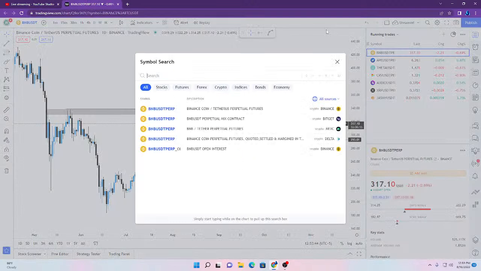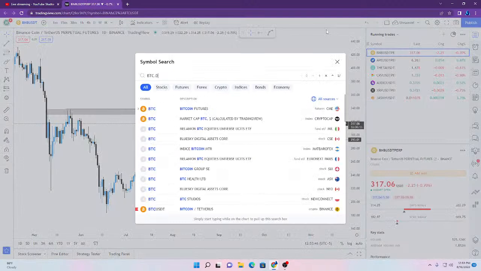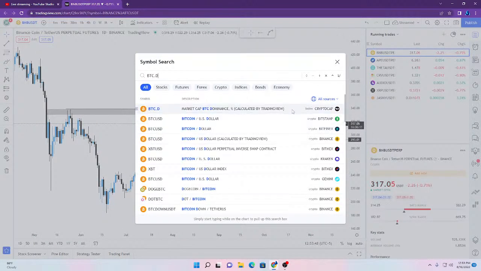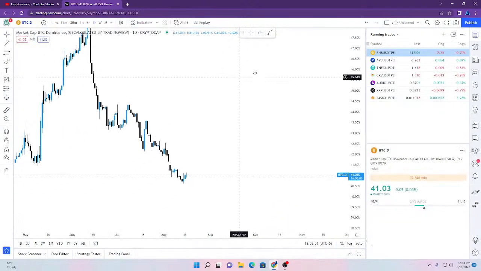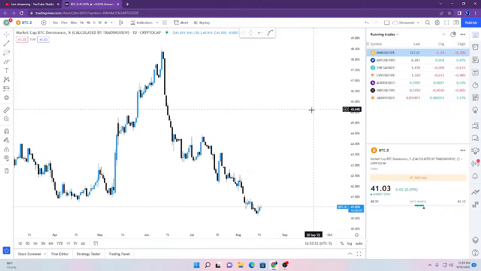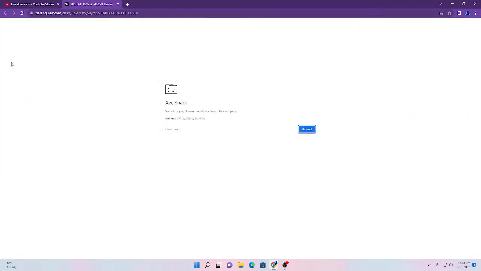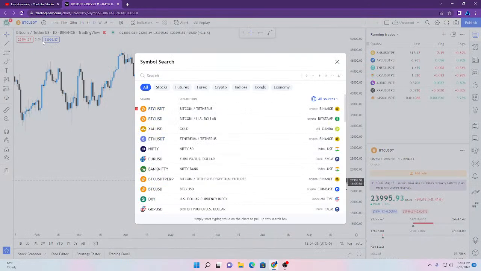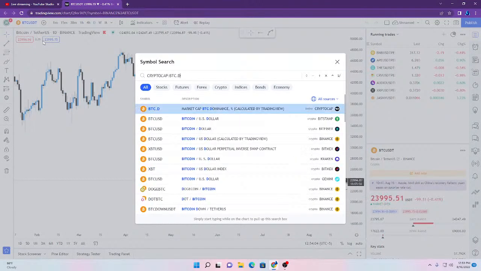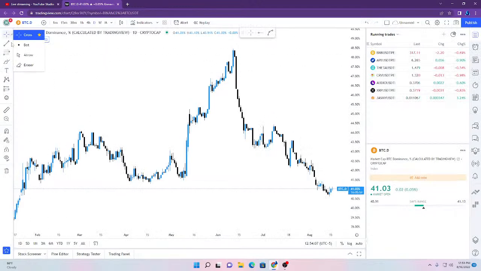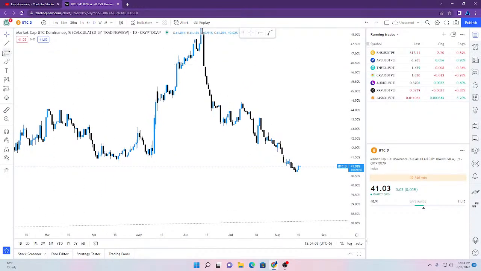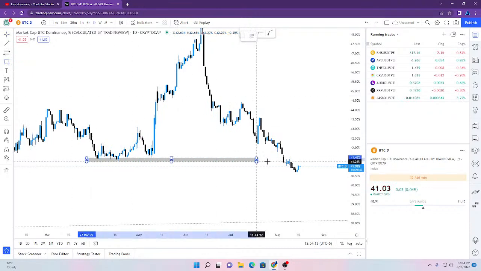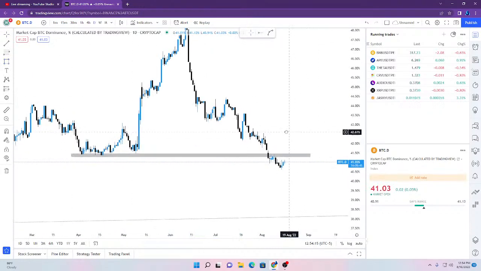Let me get the Bitcoin dominance chart open. I've posted in our VIP as well how Bitcoin dominance basically works. Let me refresh the page. Okay, let's go to Bitcoin dominance, BTC.D. I have posted in our VIP how Bitcoin dominance usually works. So this is where our support was.